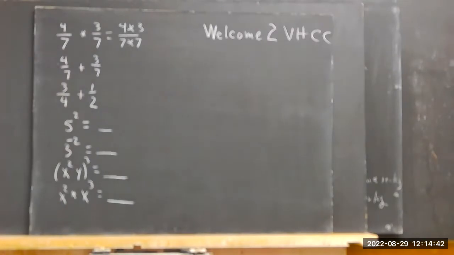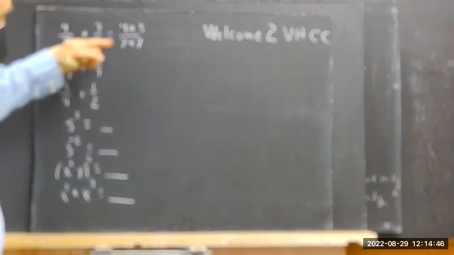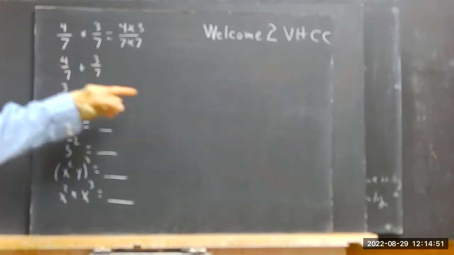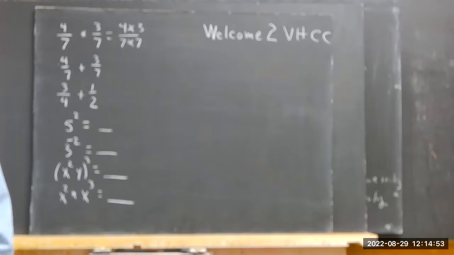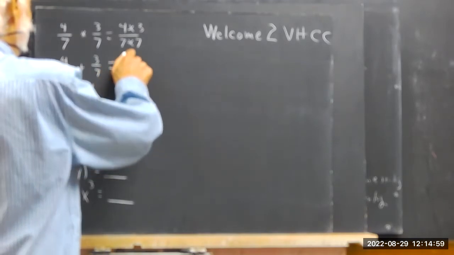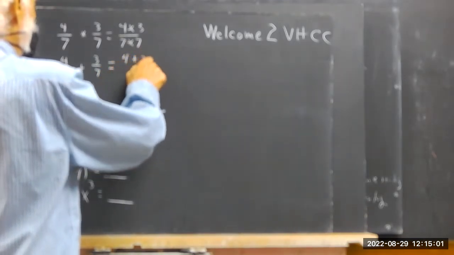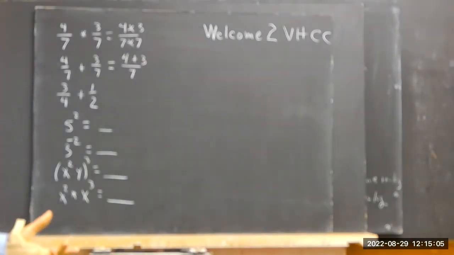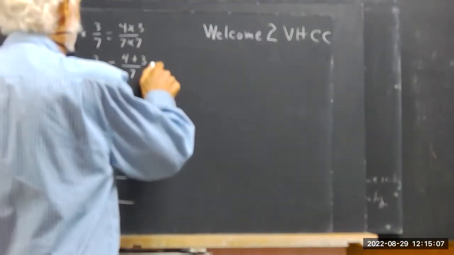4/7 plus 3/7. Now, there's a strong tendency, since you multiply numerators and multiply denominators, to want to add the numerators and add the denominators. And that's not correct. It's just 4 plus 3 over 7, which is 7/7.